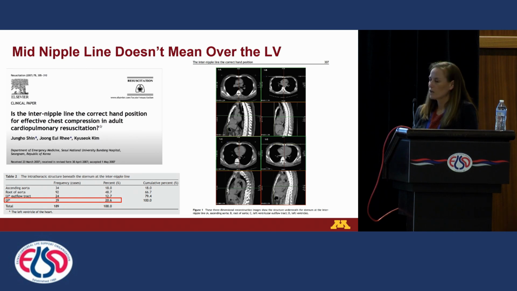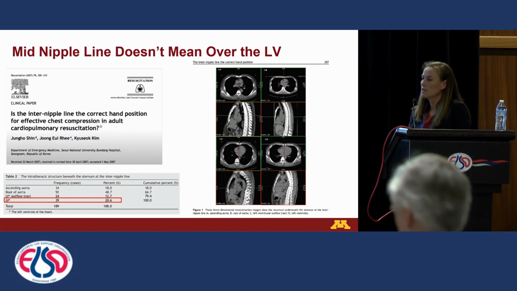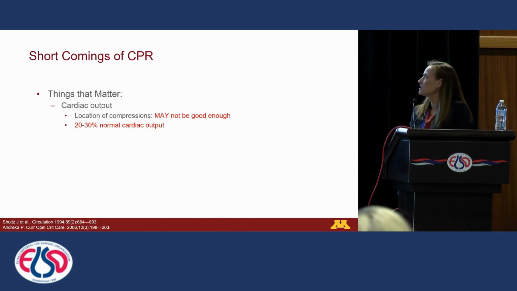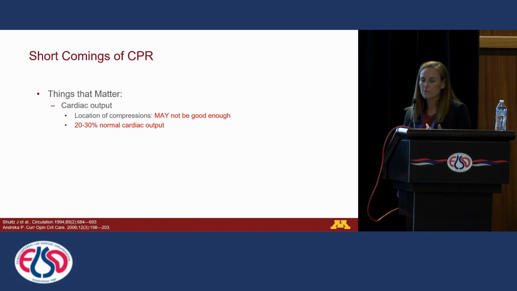Interestingly, though, if we all follow the ACLS guideline of placing our compressions over the mid-nipple line, only about 20% of patients will actually have the LV directly in that anatomic position, meaning that about 80% of our patients are potentially not achieving maximal cardiac output from that position. So what I'm telling you is that the location of the compressions may not be good enough. And if you combine this with the difficult to achieve rate, depth, and recoil, among other factors that I just don't have time to review in the 8 minutes I was given, we're only achieving about 20 to 30% of ideal cardiac output in these patients, and this is with perfect CPR.